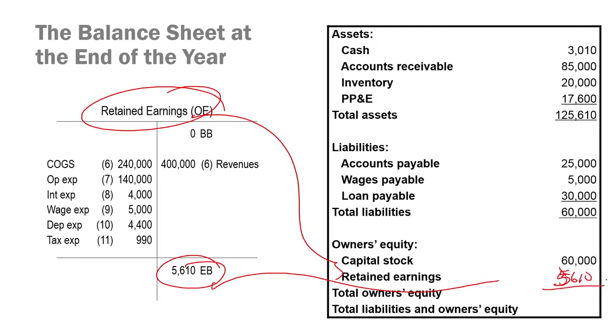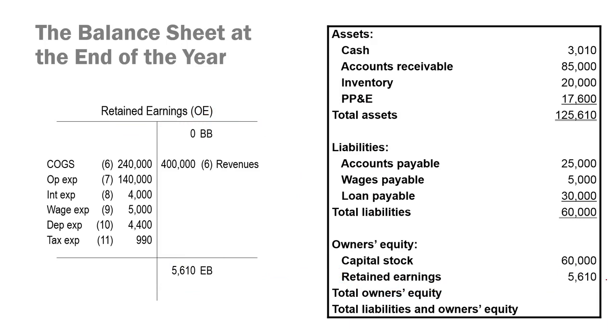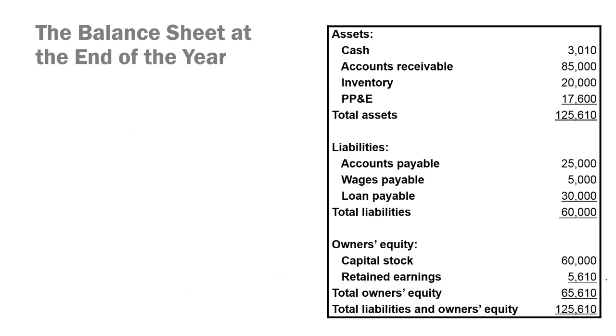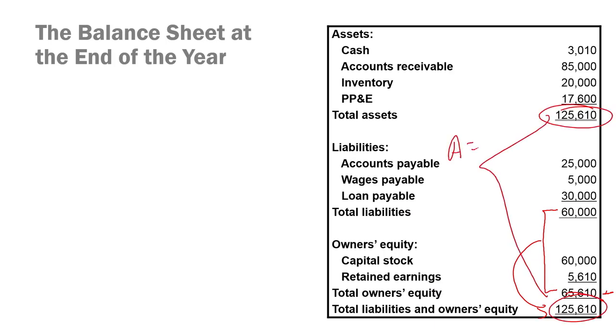Okay, when we're done, we sum them all up. We see that owner's equity is 65,610. So the total of liabilities plus owner's equity is $125,610. I think you've heard me say that number before. Where have we seen it? Right here. Assets equals liabilities plus owner's equity.